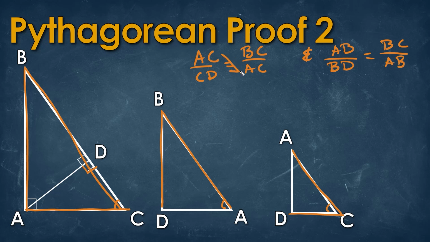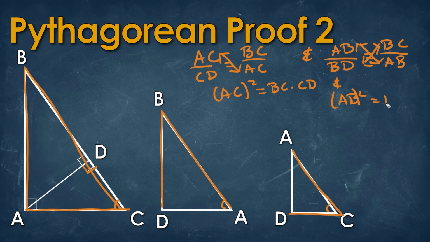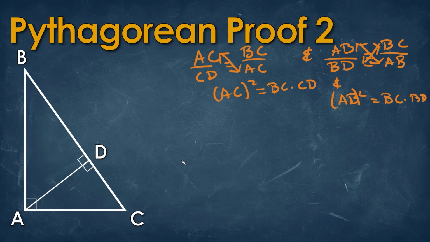So if we cross multiply these two equations, what we can end up seeing is something to help us solve this proof. So AC times AC would give us AC squared, and that's equal to BC times CD. And also, we would have AB squared is equal to BC times BD. Now we can use this information to help us solve for Pythagorean theorem.